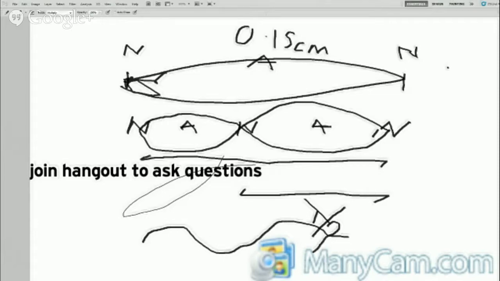The next harmonic you'll hopefully recognize looks something like this. Now imagine this coming out to the end. So we've got a node here, one here, one here. So again, we've just added in one node and one antinode. Like that.